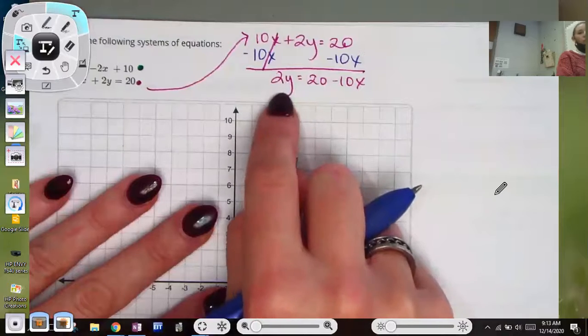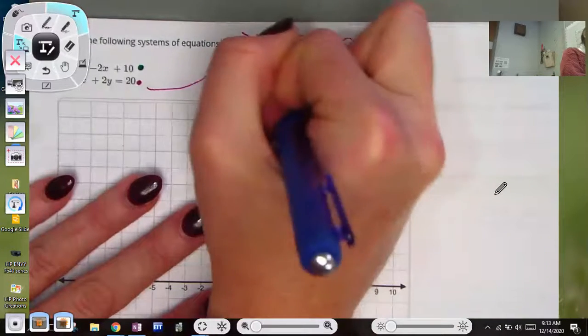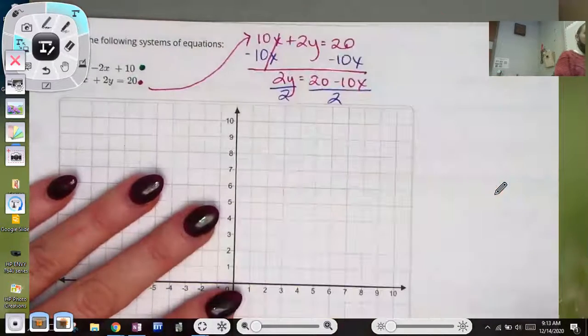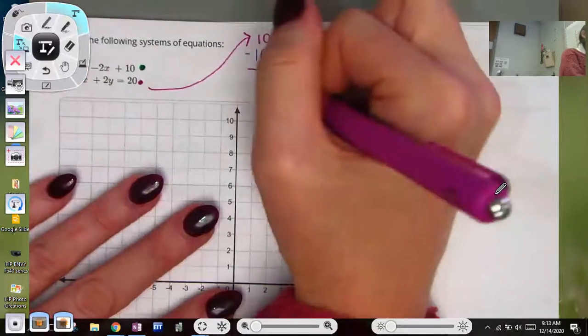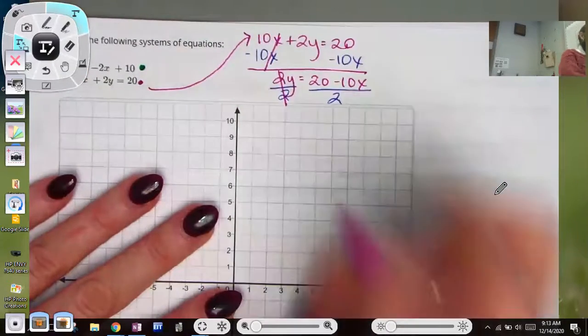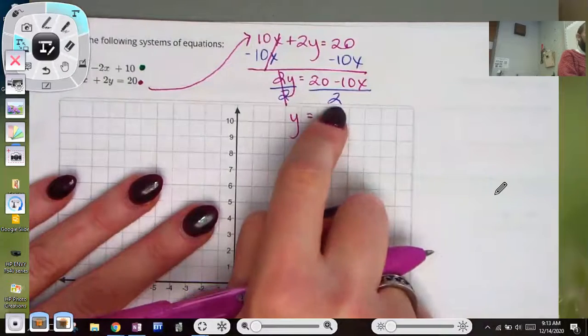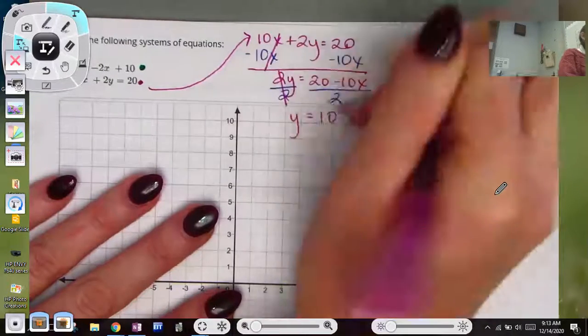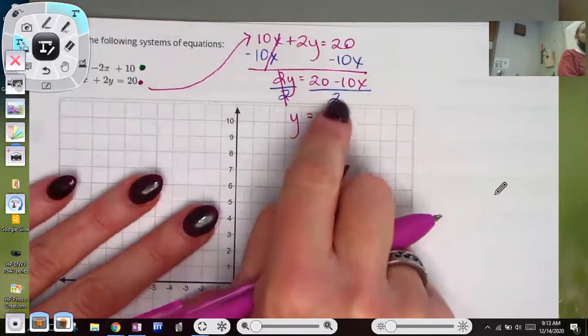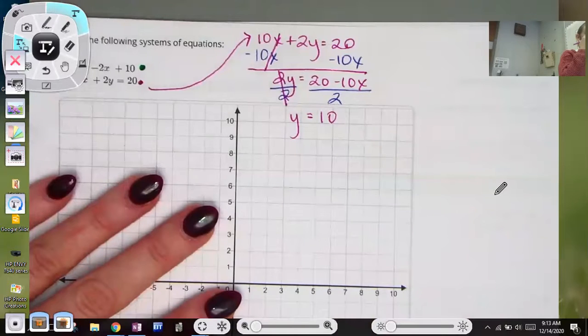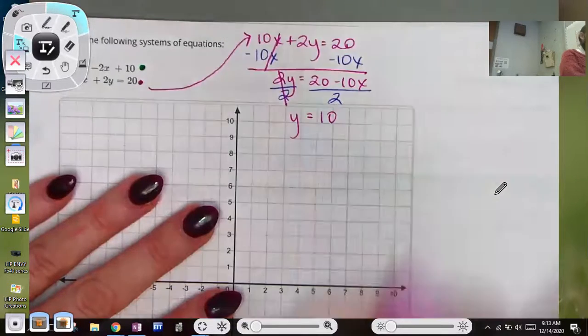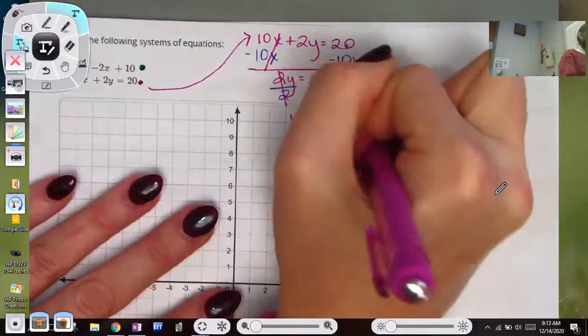So how do I get rid of that 2? Divide by 2 on both sides. My 2's are going to cancel out, and I have y equals, what's 20 divided by 2? 10. What's negative 10 divided by positive 2? Is it negative 5? It's negative 5. Bring down my x.